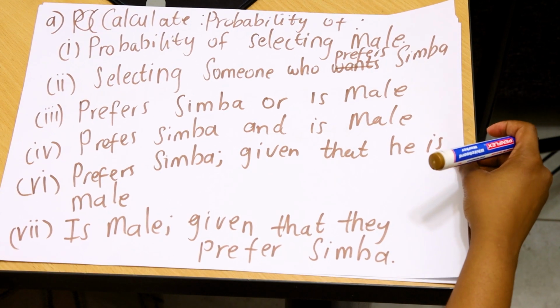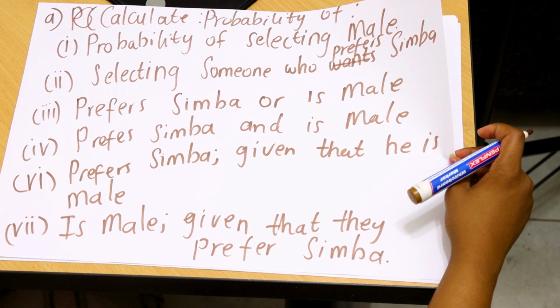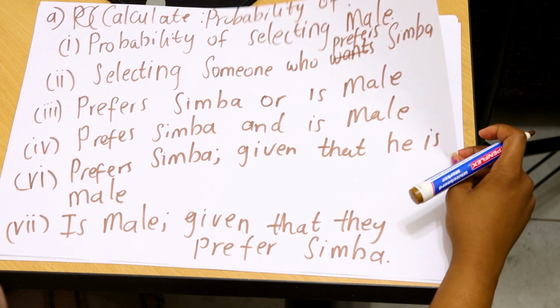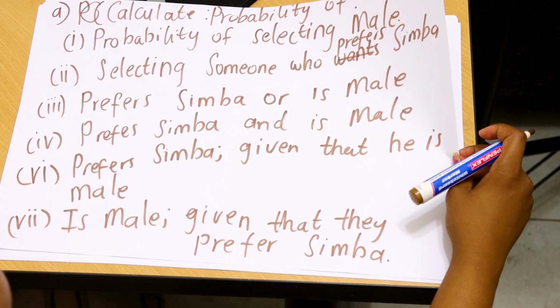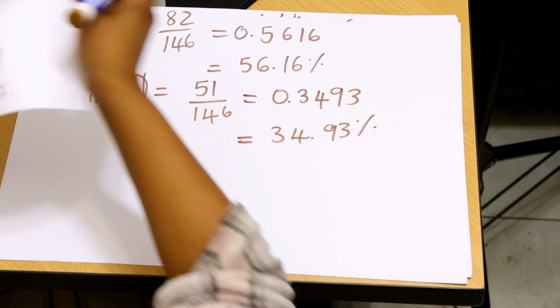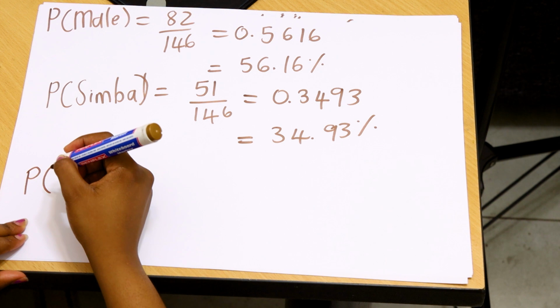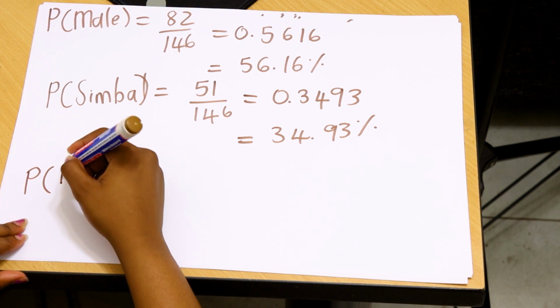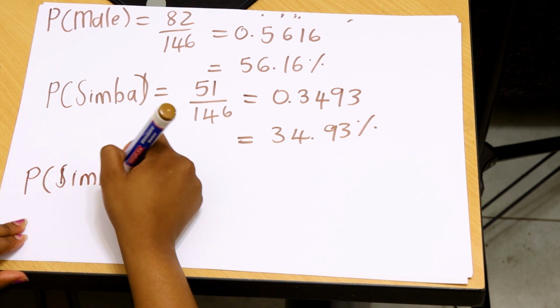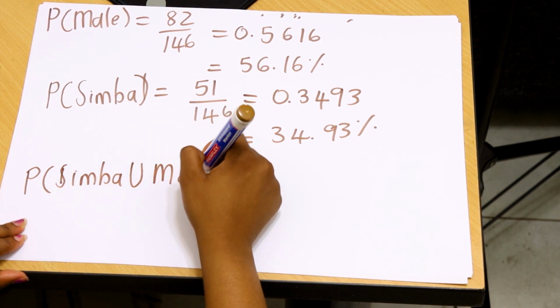And now the third question says, calculate the probability of selecting somebody who is male or prefers Simba. Right, so now this is the union of two events. They are saying the event Simba or male. So this is how you write it, with the union: probability of Simba union male.